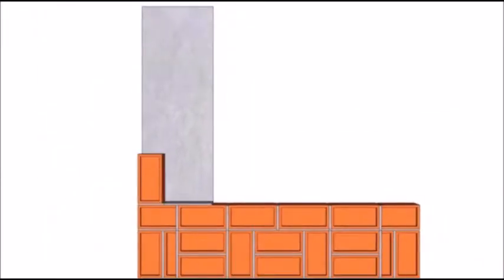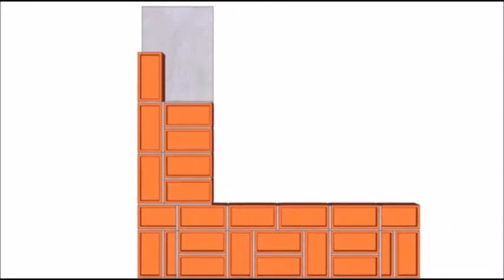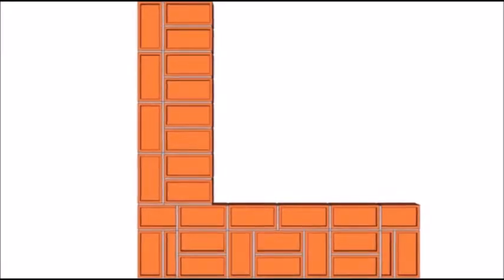At the other side of the wall, the stretchers are placed outside, and headers are placed inside, as shown in the animation. The minimum thickness of the wall, where this type of bond is used, should be 1.5 brick.